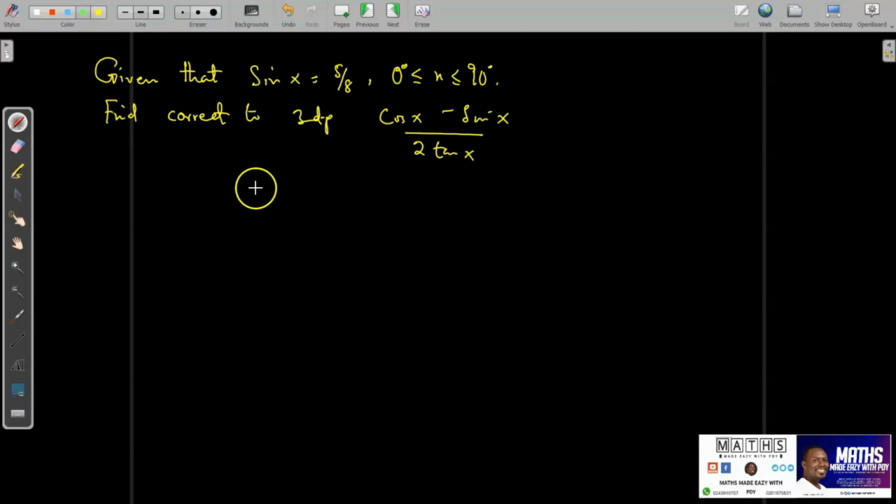Sir, please, let me tell you what would come into mind if I saw this question. I would just find the sine inverse of 5/8 to find the x. Then I can now put it inside the equation. That's what I would have done.